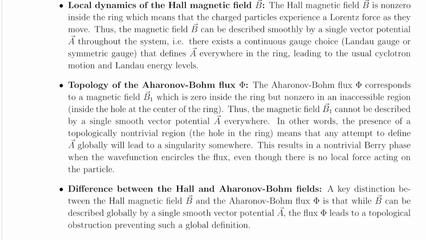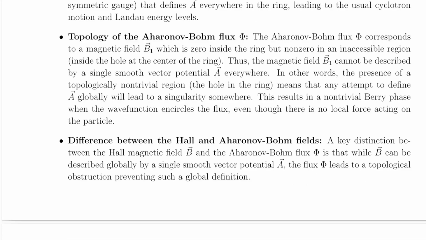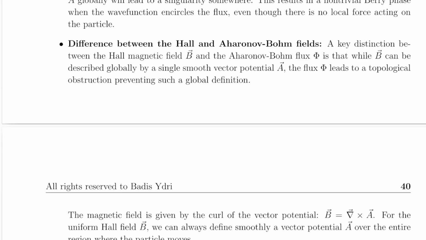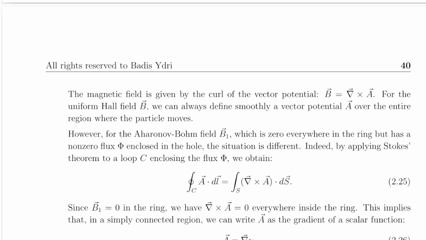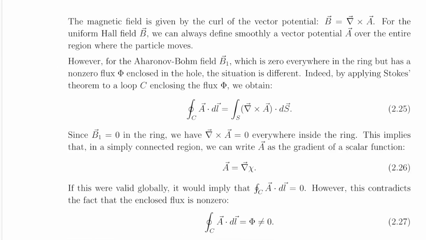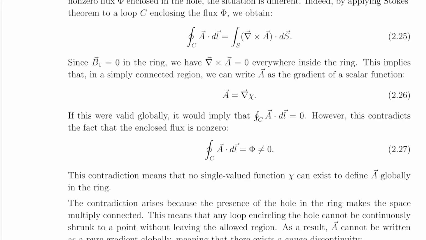Third, the key difference between the two fields, the Hall field and the Aharonov-Bohm flux, is that the Hall field can be globally described by a smooth vector potential, while the flux cannot. The Aharonov-Bohm effect is purely quantum and purely topological.